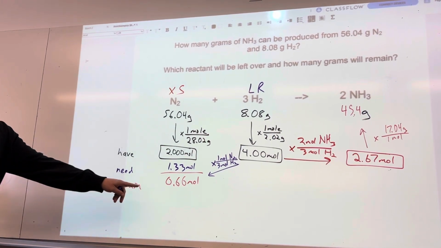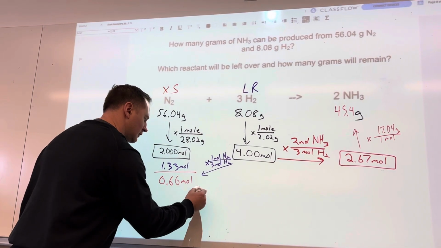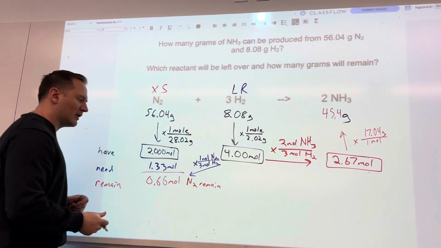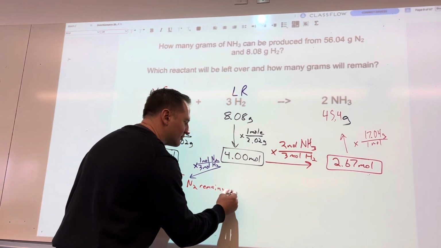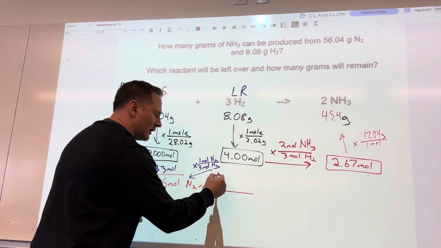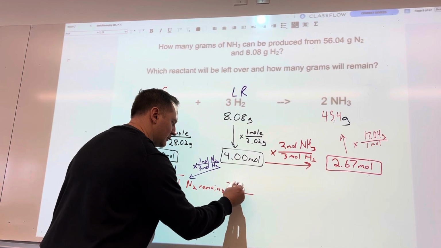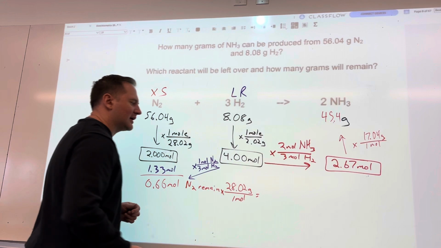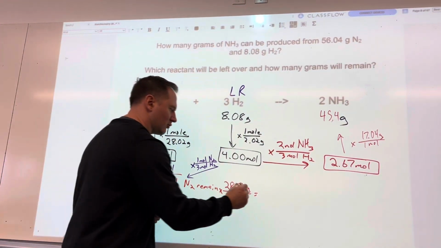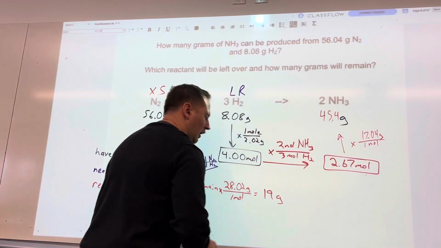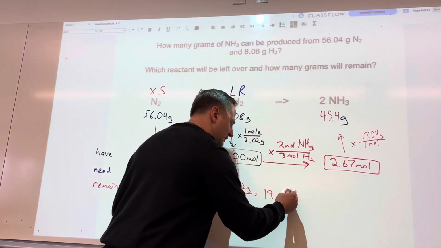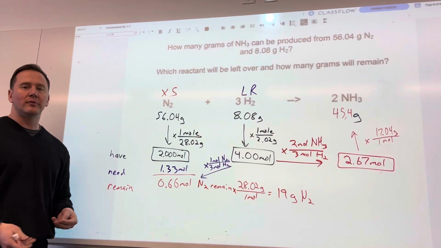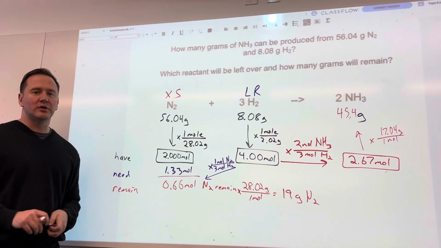And then if I have this many moles of N2 remaining, and I want to know how many grams that's going to be, then all I have to do is multiply by the molar mass. And when you do that out, you have 28.02 grams for every 1 mole of nitrogen, and that gives you that you would have 19 grams of the nitrogen remaining at the end of the reaction. So this is how we would perform one way of performing limiting and excess reactant stoichiometry problems.